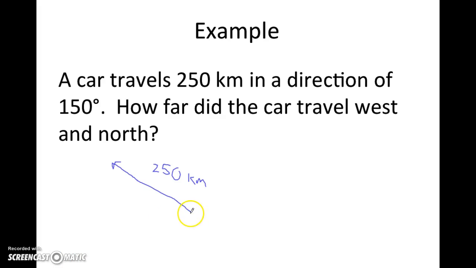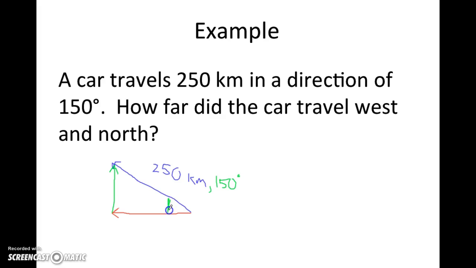And so what I want to find, if I change my pen color here, I want to find the piece that points this way. That's going to be the piece that points west. And I want to find the piece in green that points up. That would be the north piece. And so to do that, again, I'm going to use the components. I'm going to use the 150 degrees that I'm given in the problem.